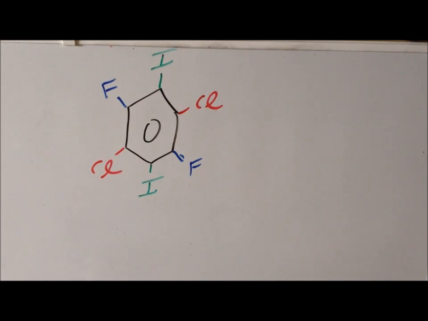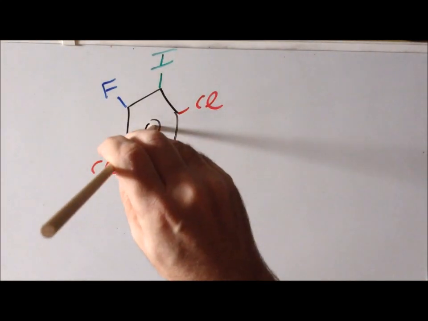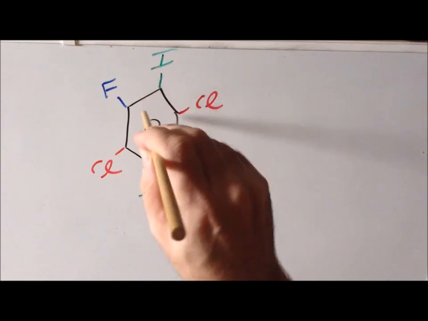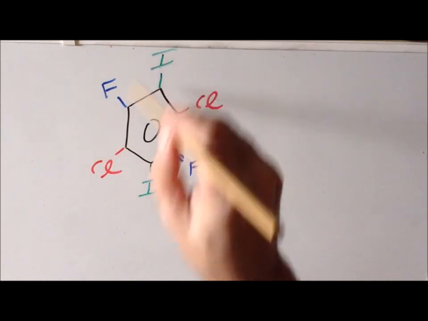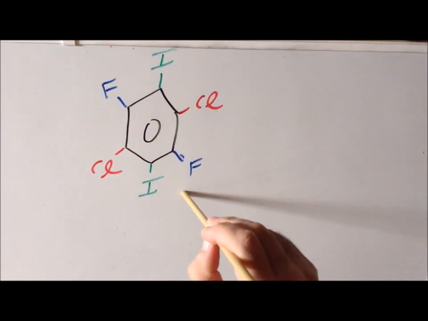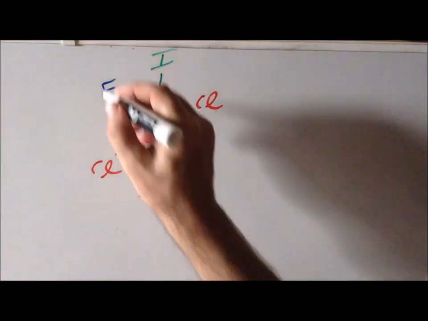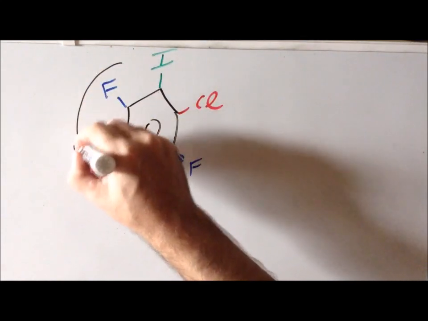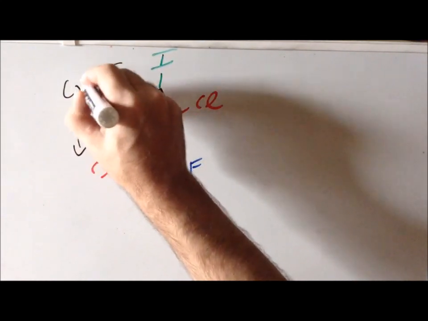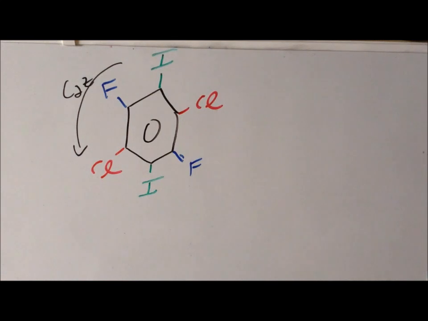Well, the first thing I want to look for is a high order rotation axis. I notice that if I rotate by 180 degrees, it will take iodine to iodine, fluorine to fluorine, and chlorine to chlorine. So I certainly have a C2 axis, and it's a C2Z, if you want to classify it by the axes involved. Let's see what else we have.